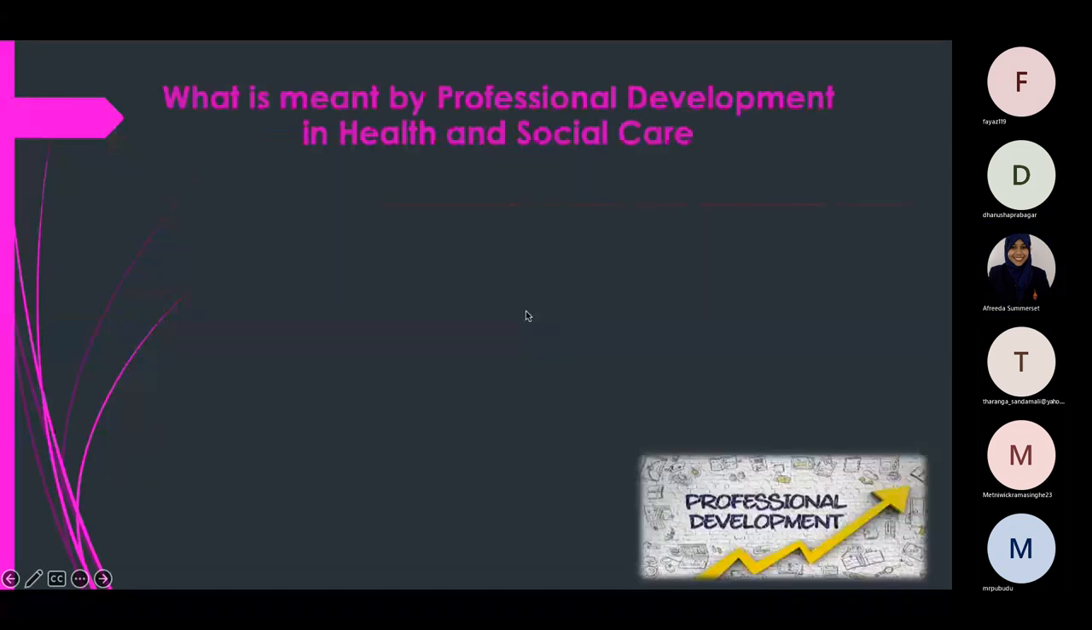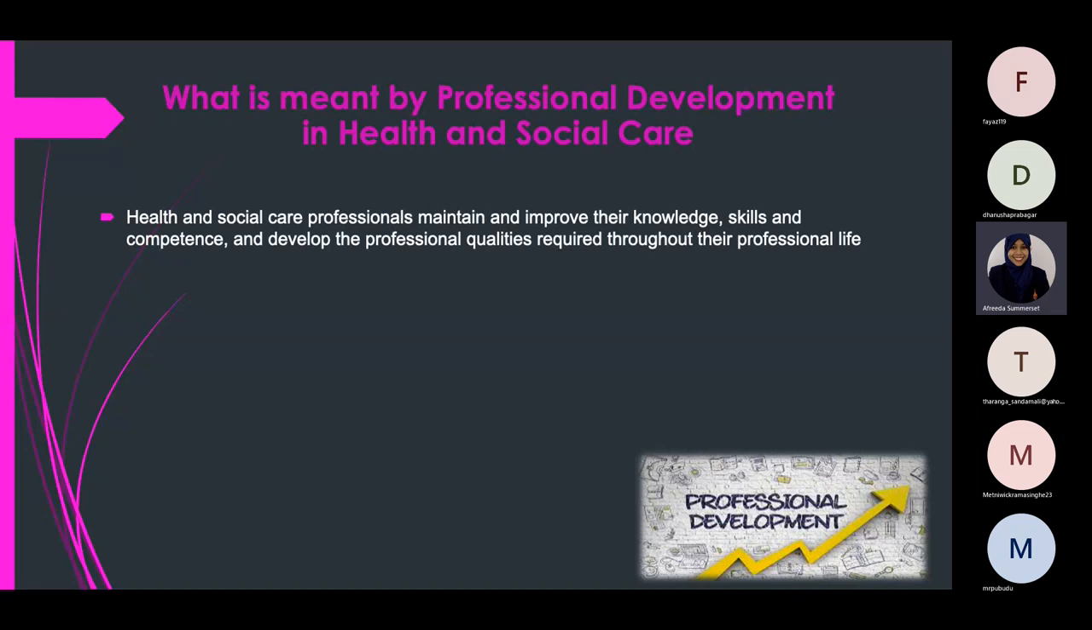Hold on. What is meant by professional development in health and social care? It is basically how you improve your knowledge, your skills, your competence throughout your professional life. So basically, like I said yesterday, regardless of what age you are, what education background you have, it should not stop you from going further in whatever thing you have interest or passion in. You need to continue to aspire and you need to continue to go on so that you will know that there are always more opportunities going to open up.